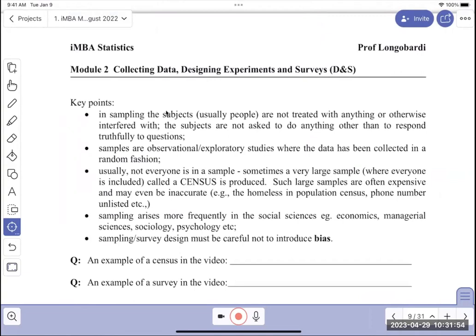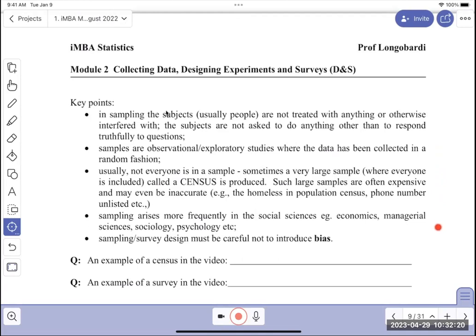There are some other points here. You don't treat the subjects in a sample. The observations have to be collected in a random way, not a haphazard way. We'll talk about that. Not everyone is in the sample, I explained that, but you want it to be representative.